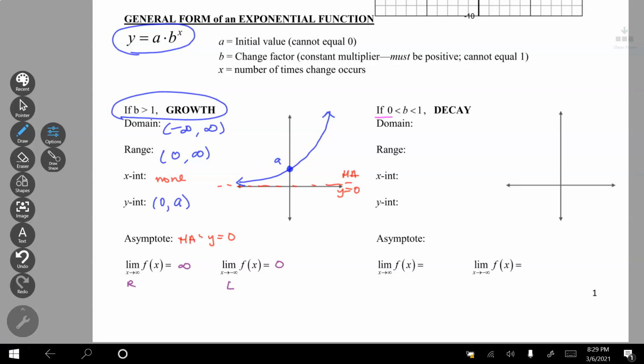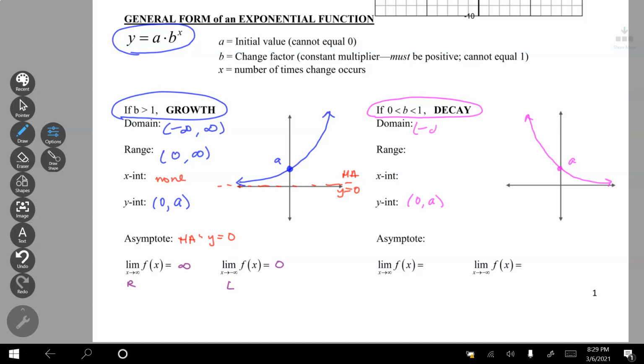Well, what if b is less than 1? Well, that's a decay graph, and it's going to be very similar to what we've done here, except it's going to be the other way around. The other graph went from low side to high. This is going to go high to low. Still has a y-intercept of (0, a).